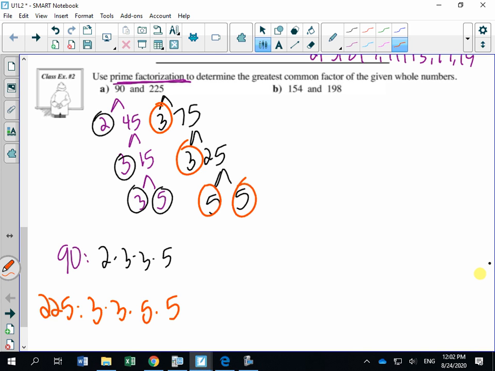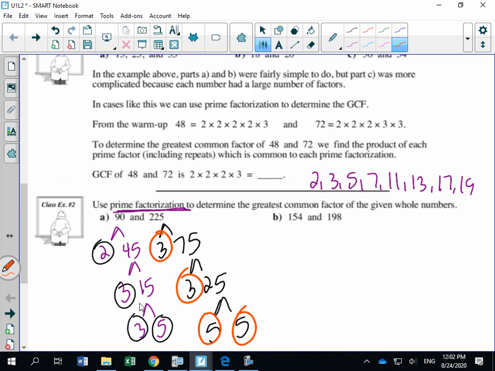Okay, so what you have to do in order to get the GCF is you first need to rewrite the numbers as the prime factorization of each number. Then I want you to star this. It says, to determine the GCF of numbers, we find the product of each prime factor, including repeats, which is common to each prime factorization. This doesn't really make sense, but I'll show you in the example. We're going to find the product of each prime factor, including repeats, which is common.